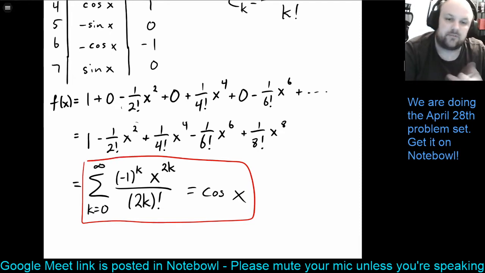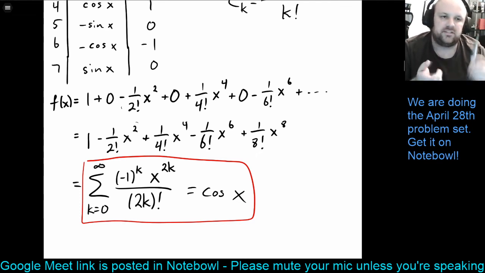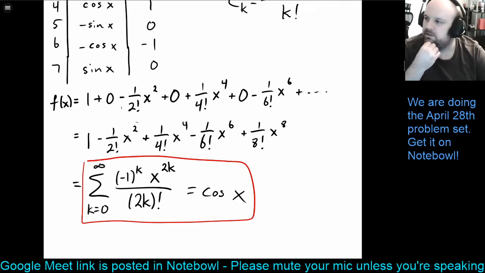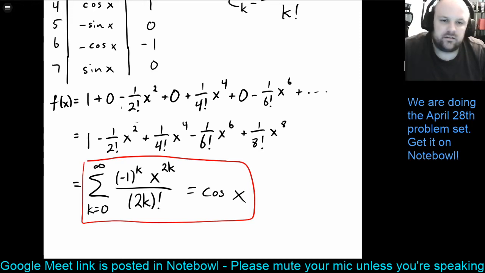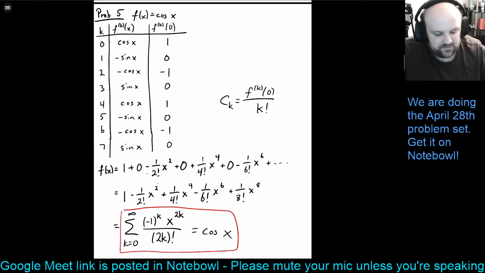If you're going to memorize any Maclaurin series, you want to remember the ones for e to the x, sine of x, and cosine of x. Those are the 3 most important ones by far. So any questions here about this first part of the problem, which is finding the Maclaurin series for cosine? Any questions here?